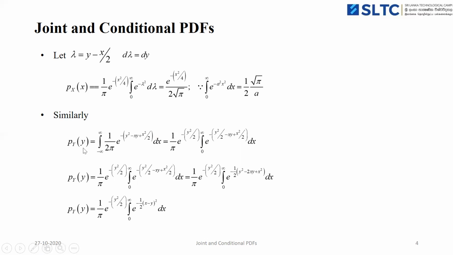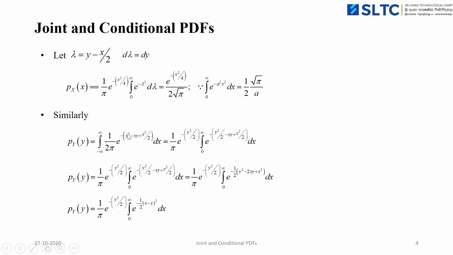Similarly, we can find the marginal PDF function for the random variable y. The same procedure we are following here also. We can rewrite this, but in this case we integrate the joint PDF function with respect to the random variable x. So here the differentiation is dx. That is the difference: in the previous case dy, in this case dx.